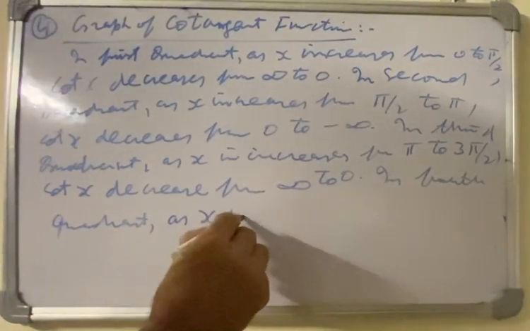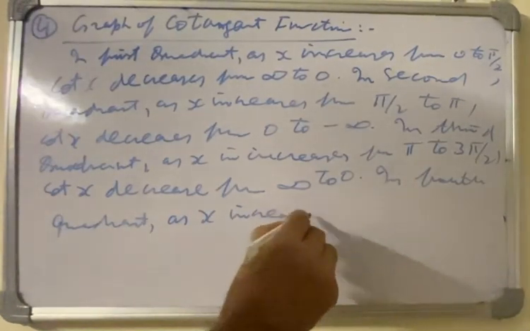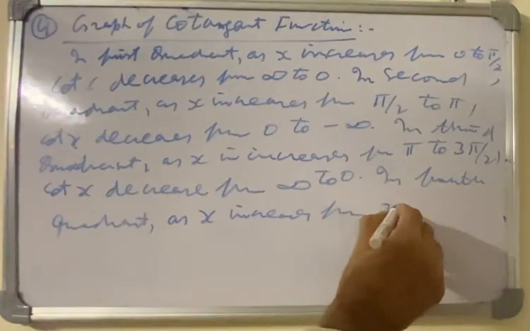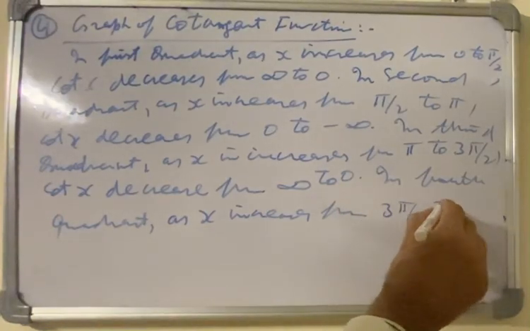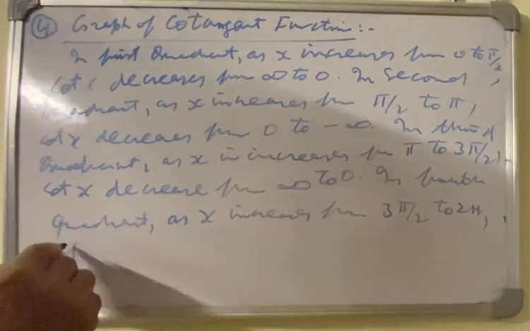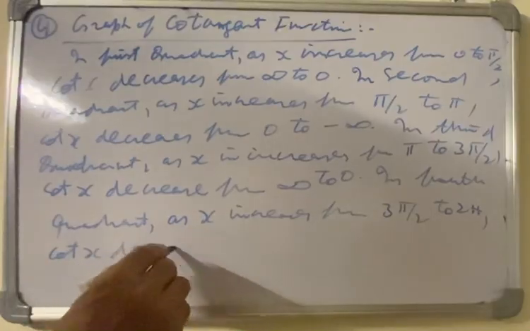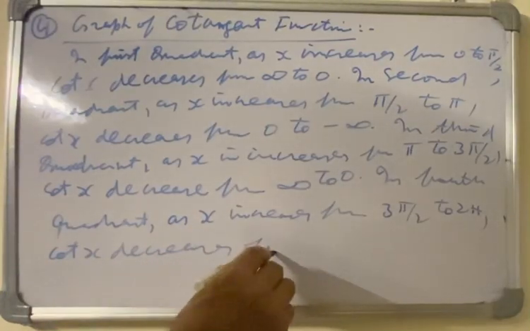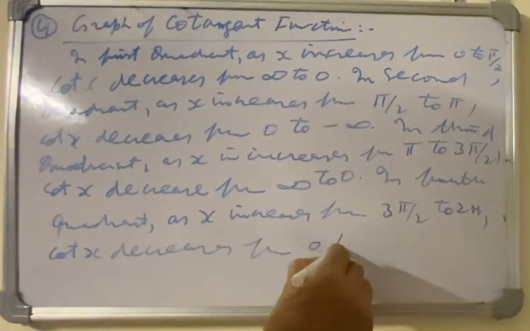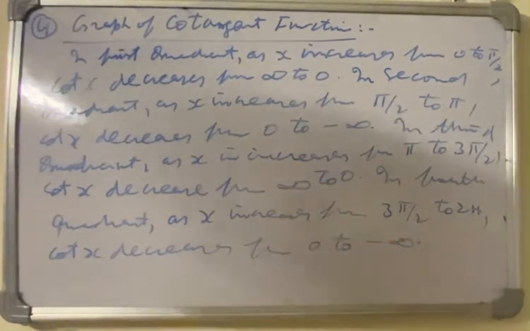In fourth quadrant, as x increases from 3 pi by 2 to 2 pi, then cot x decreases from 0 to minus infinity.